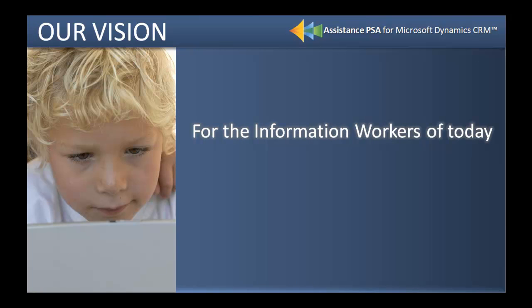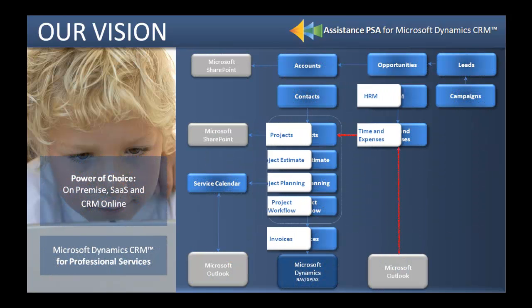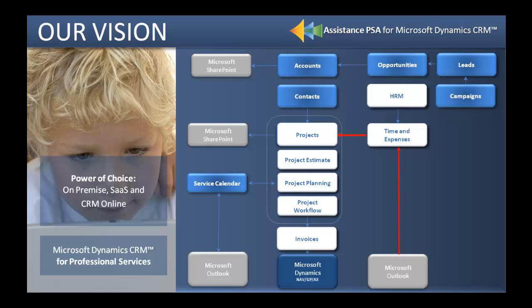Designed for the information workers of today, Assistance PSA for Microsoft Dynamics CRM 2011 is a true XRM solution that redefines time and expenses registration. Because it is completely integrated with Outlook, PSA makes it child's play to book your hours, allowing you to enter your expenses and update your project's activities at the same time. This overview demo will focus on the timesheet functionalities of PSA, as well as show you how to book expenses against your projects.